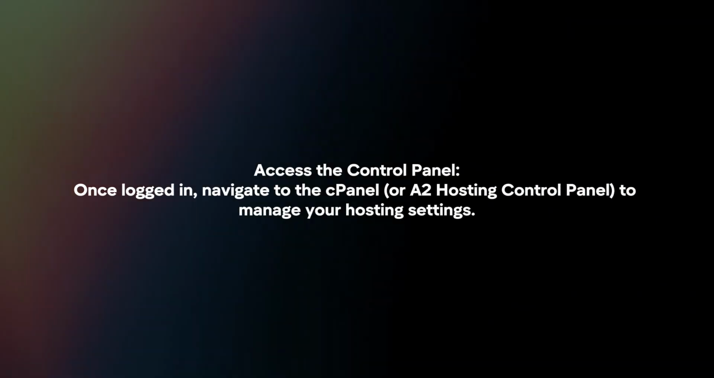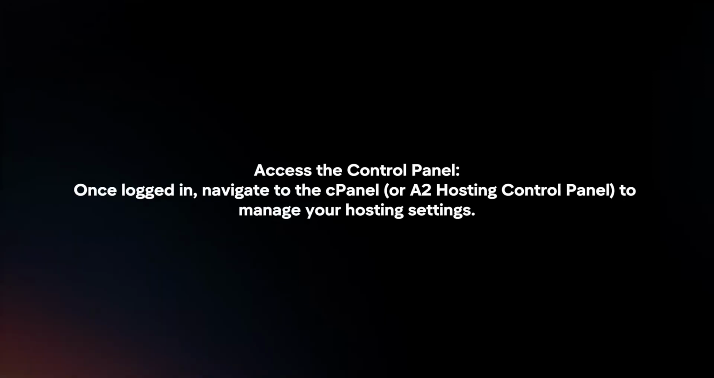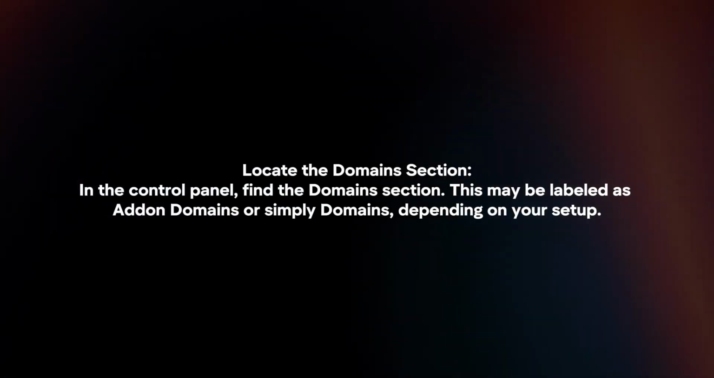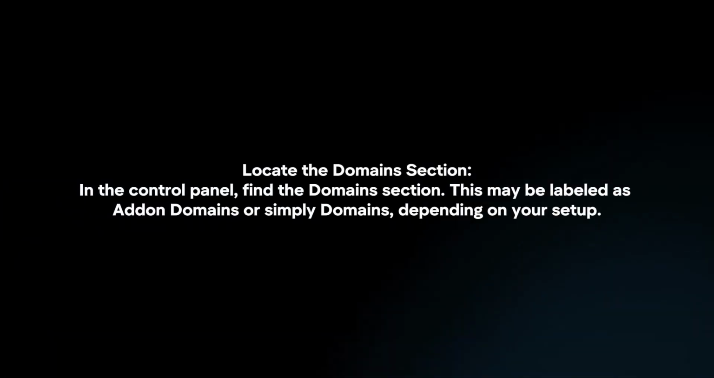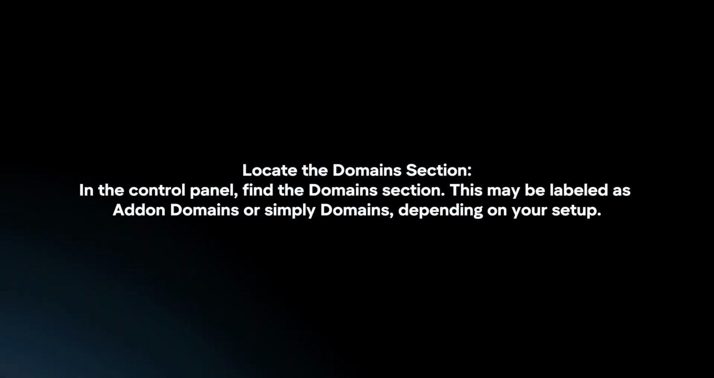Access the control panel. Once logged in, navigate to the cPanel to manage your hosting settings. Locate the domain section. In the control panel, find the domain section. This may be labeled as add-on domains or simply domains, depending on your setup.